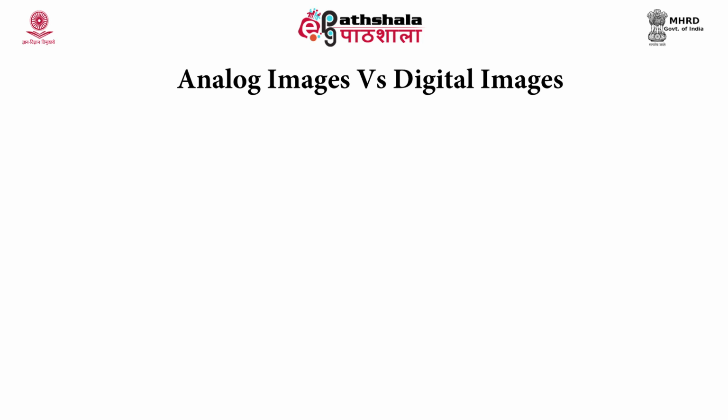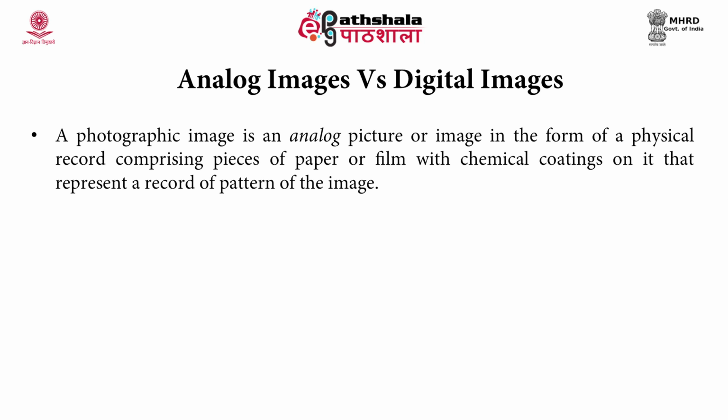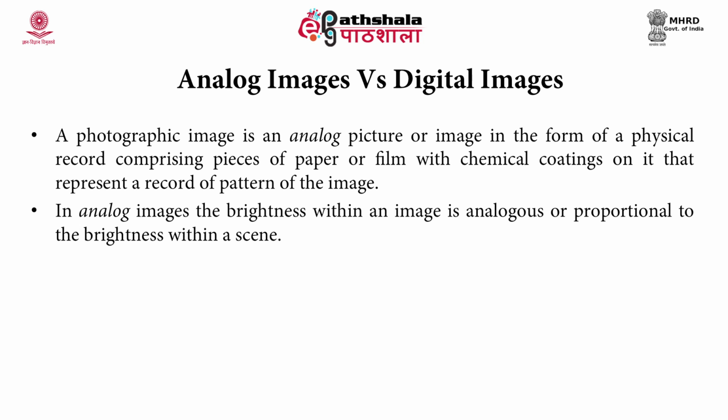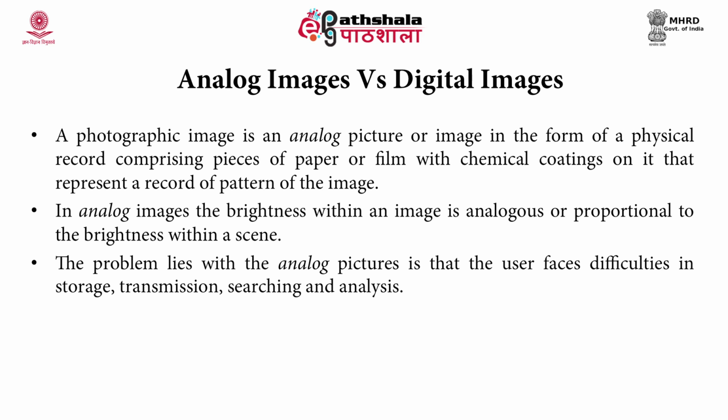Now, coming to the difference between an analog image and a digital image. Any photographic image is an analog picture or image in the form of a physical record comprising pieces of paper or film with chemical coatings on it that represent a record of the pattern of the image. In analog images, the brightness within an image is analogous or proportional to the brightness within a scene. The problem with analog pictures is that the user faces difficulties in storage, transmission, searching and analysis.